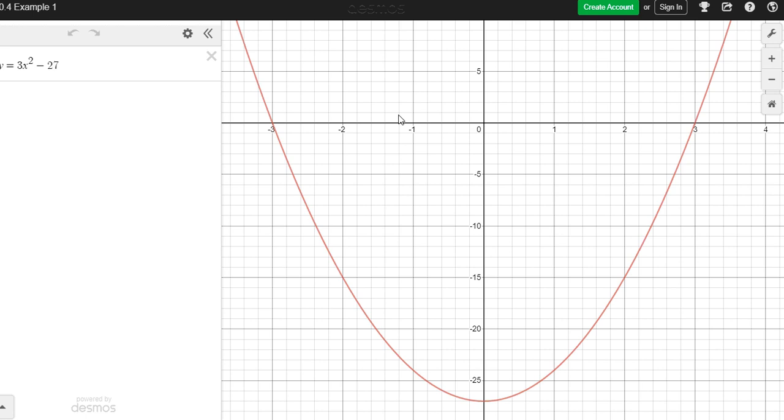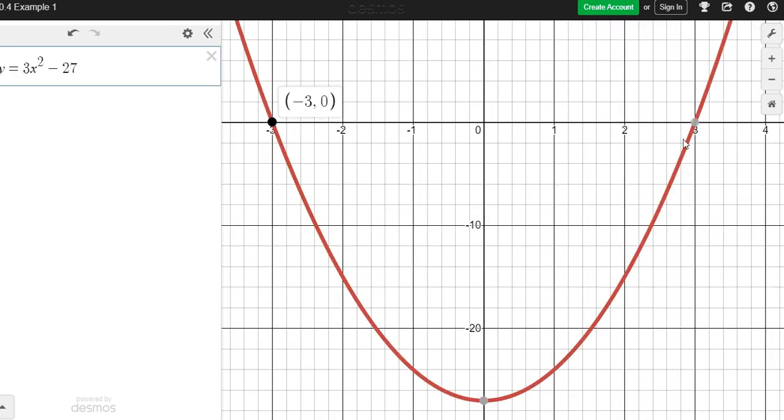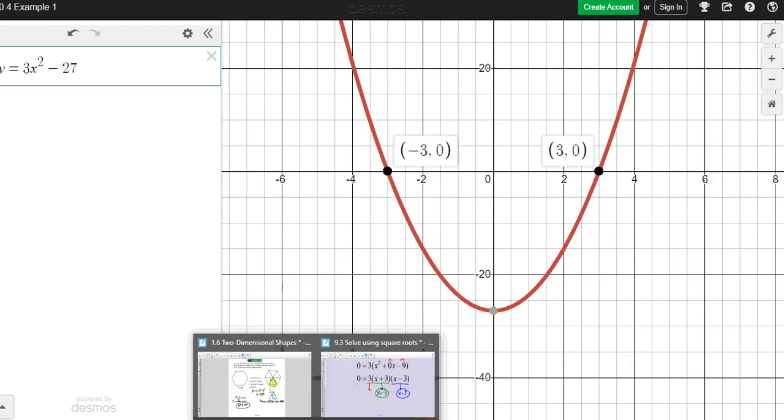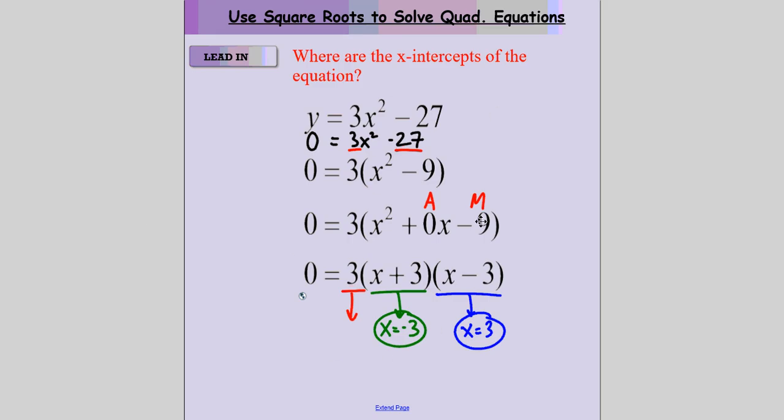The vertex is halfway in between 3 and negative 3, which is 0. I put 0 in the equation, and I would get negative 27 to find the vertex. So that's how the program is doing it here. Let's just check. There's 3 and negative 3, and then there's the rest of the graph for us. So that's what we focused on last chapter, solving these equations by factoring and then graphing them by factoring. But this is kind of a long process.